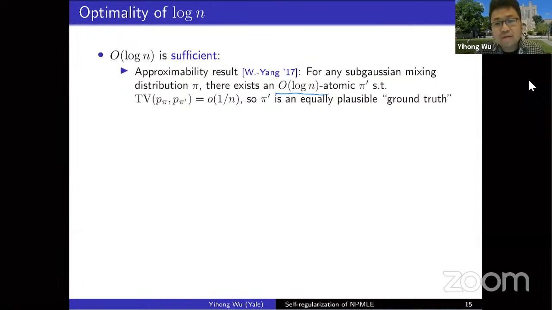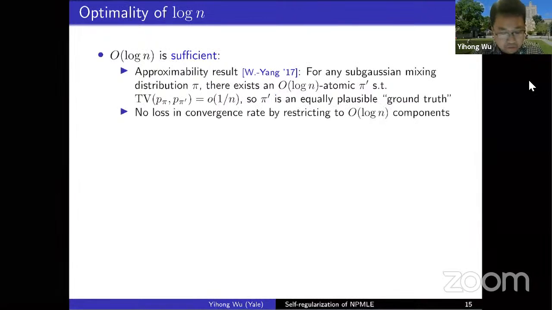So you can approximate the true distribution within total variation to 1 over n to the 100, and therefore you can simulate the data now. Right? So I can couple the n observations to a fake sample drawn from a log n component mixture with high probability, so you cannot tell which one is the ground truth. So there is no statistical meaning to estimating a model with more than log n components. And indeed, for some reason, this nonparametric maximum likelihood will not go beyond log n. And also for the sake of convergence rate, it does not hurt to limit yourself to log n components.